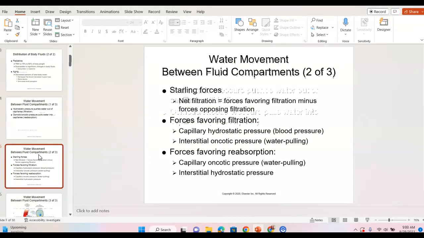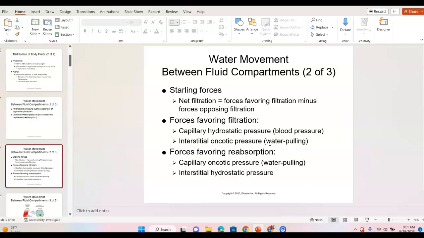Okay, so Starling forces is that net filtration: forces favoring filtration minus forces opposing filtration, according to pressure and oncotic pressure, or the concentration of those solutes in solutions. Okay, don't drive yourself too nuts with that. Capillary hydrostatic pressure is exactly what I just showed you. That ability to push out at the capillary bed, and we want that to be effective and efficient, of course.